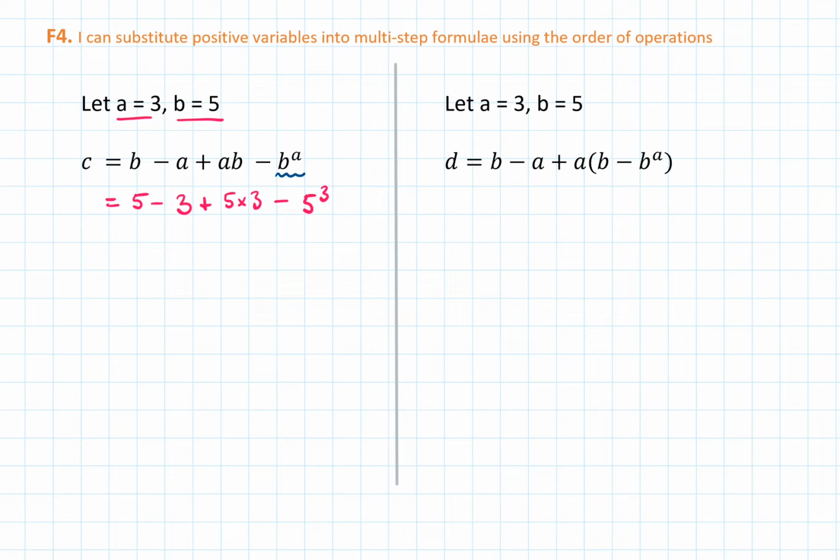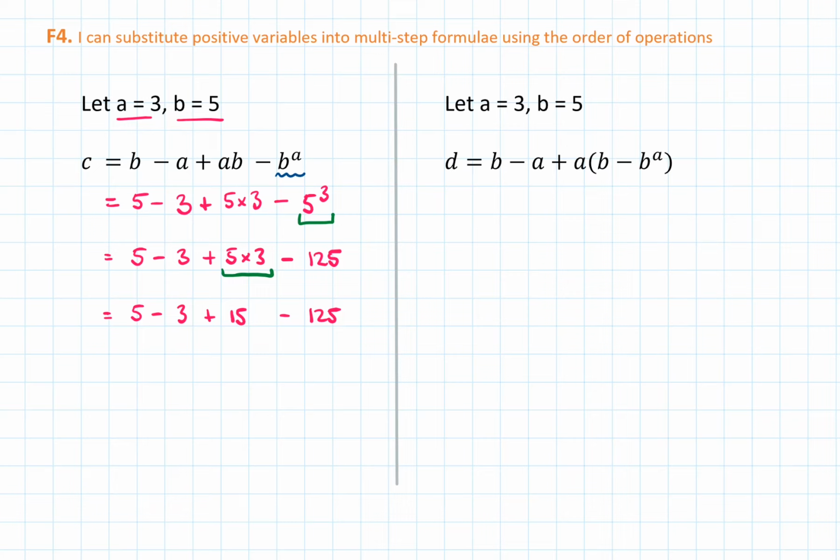Let's look at what is the highest precedence in our order of operations. It is indices. So we can continue and we get 5 minus 3 plus 5 times 3 minus 125, because 5 to the power 3 is 125. After we continue, the next one is 5 times 3, which is 15. So we get 5, take away 3, plus 15, take away 125.